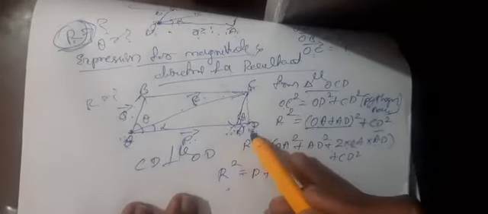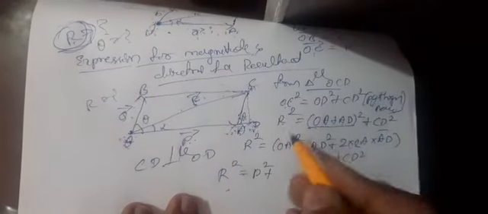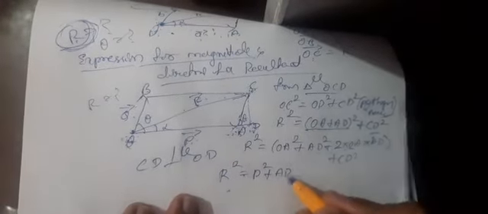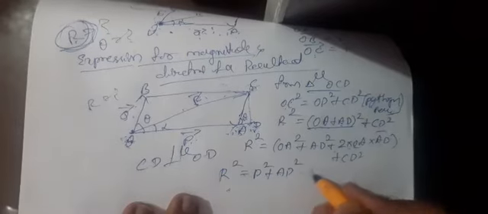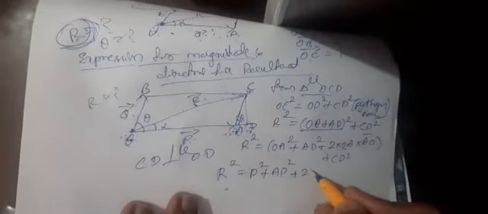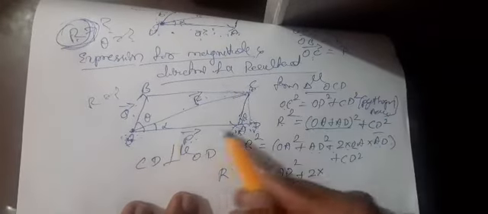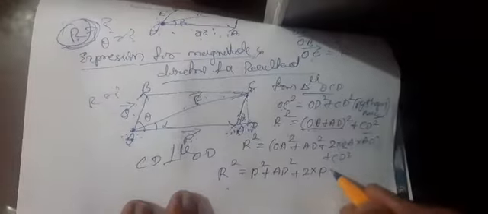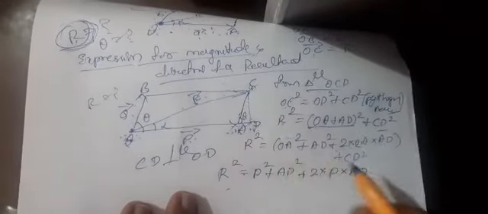AD square means this line. There is no distance as it is. Same, AD square plus 2 into OA. OA, according to the diagram, can be written as vector P, and AD is also the same, plus CD square is also the same.